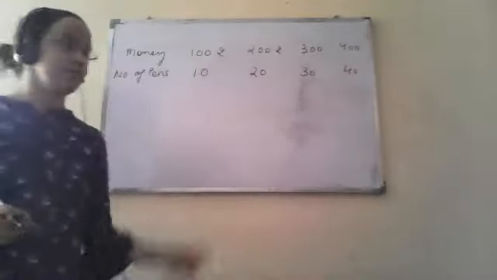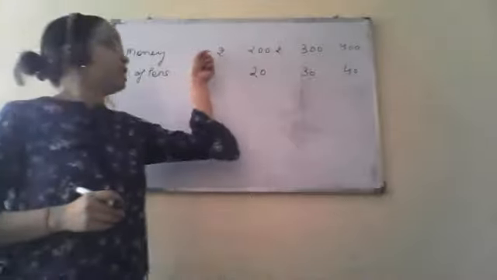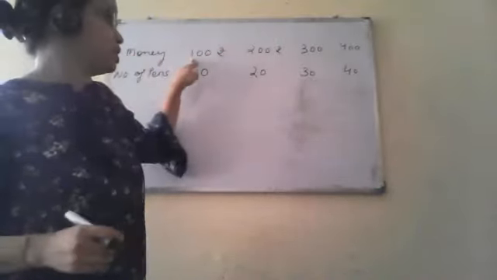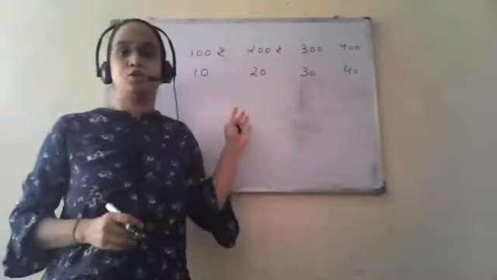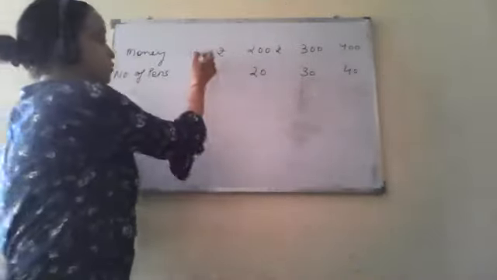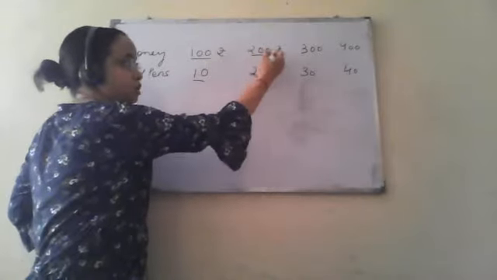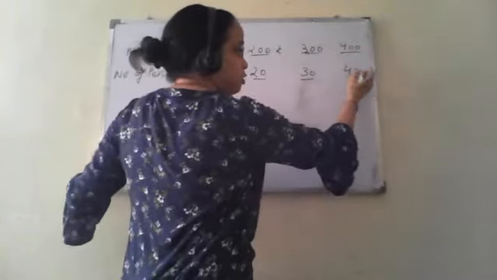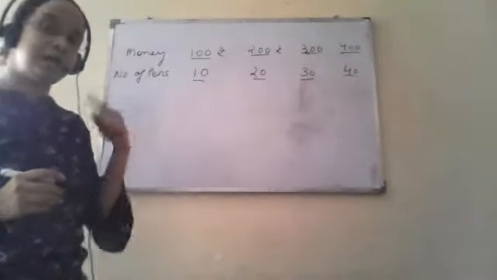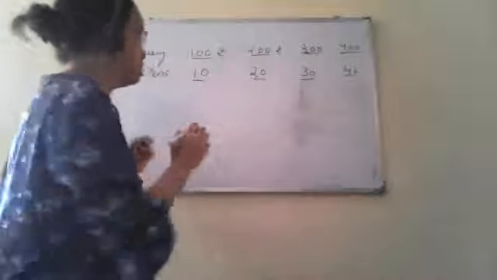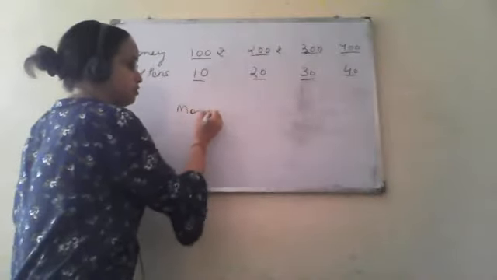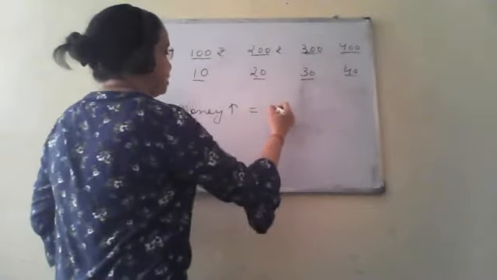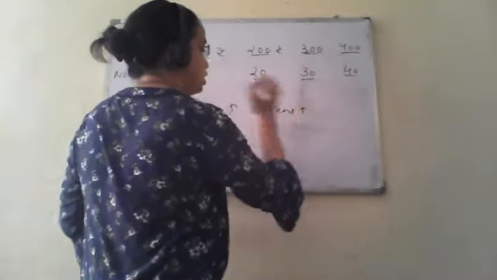So what are you observing in this? When the amount of money which you have is increasing, the number of articles is also increasing. When you have 100 you can buy 10, when you have 200 you can buy 20, when you have 300 you can buy 30, when you have 400 you can buy 40 articles. So there is a direct variation. When one parameter is increasing, then the other parameter is also increasing. This is called direct variation.